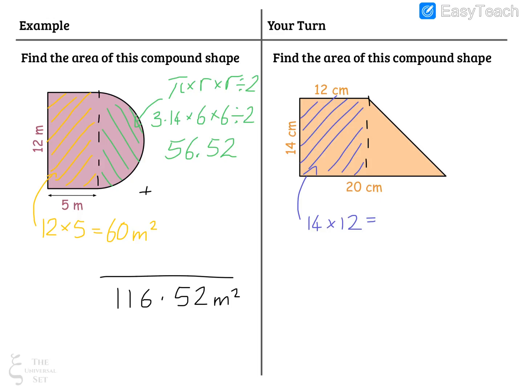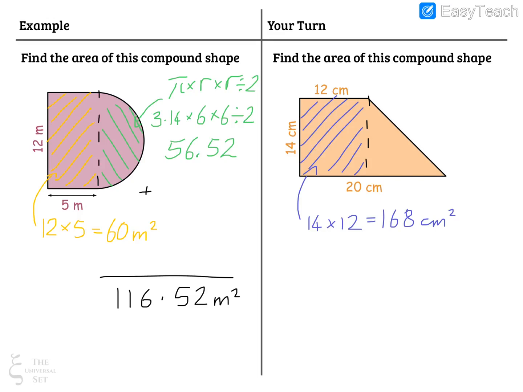Remember with these, when we're multiplying, it doesn't matter what order I do these in. I could have done 12 times 14, or I could have done 14 times 12. Makes literally no difference. So whether we call this bit the length and that bit the breadth, or this bit the length and that bit the breadth, doesn't matter at all. So 14 times 12 is going to be 168. 168, and my units here are centimetres squared.